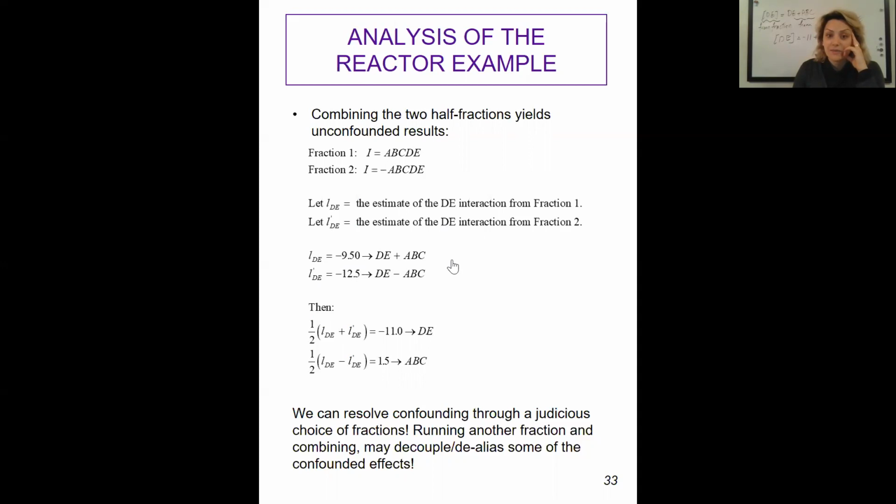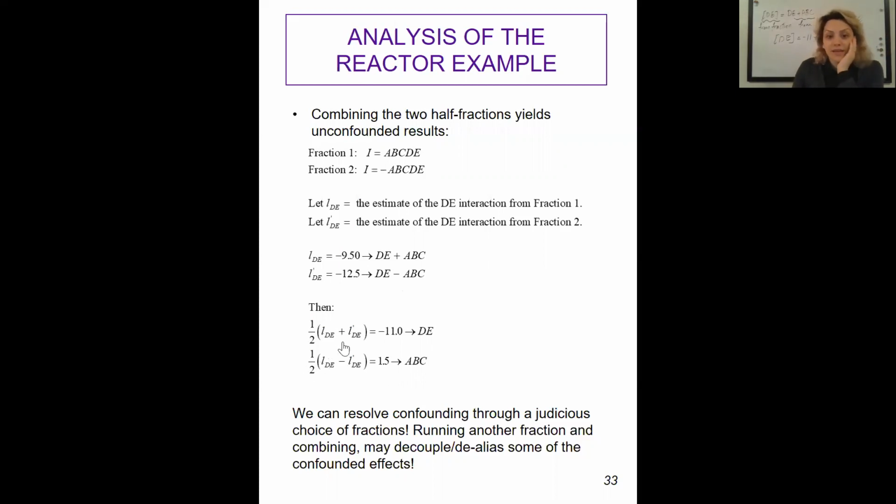Because this one is DE plus ABC, but when we have fraction number 2, is the principal fraction. In the alternate fraction, we would have DE minus ABC, sorry. So the value of it is going to be minus 12.5.